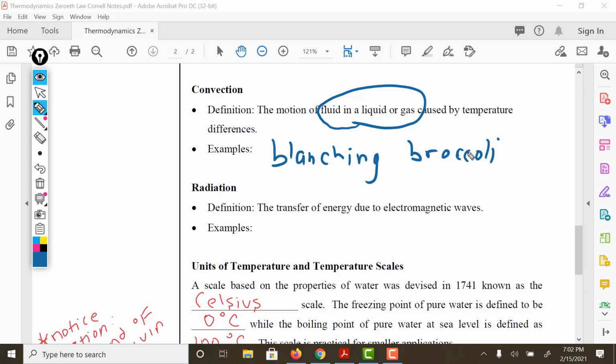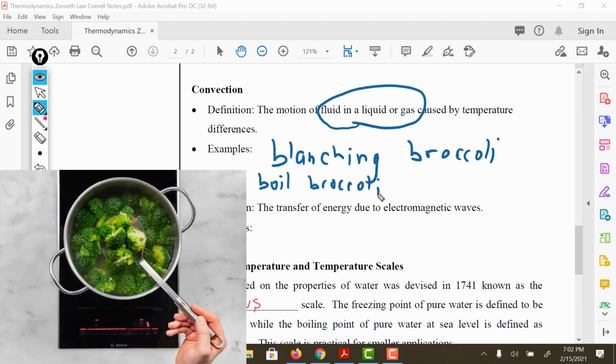And I want to bring up this example because there's actually two processes going on here that are convection related. So in the first step, you go ahead and boil the broccoli. So it is of course in contact with boiling water. It's hot water. You place the broccoli in there for a few minutes, raw. Of course, it's cooking it, but you just leave it for a few minutes. You don't boil it all the way. You just want to get that dark green. You want to keep that dark green look to it still.